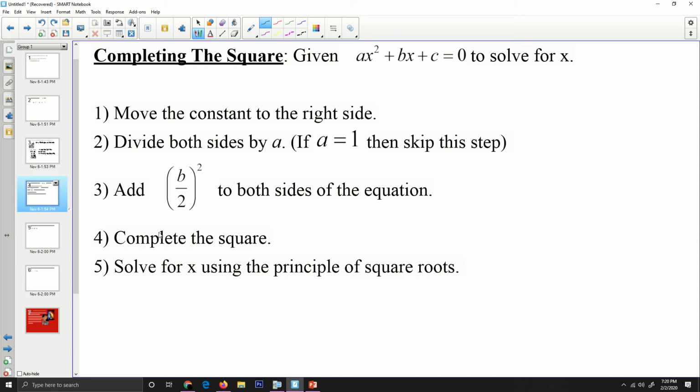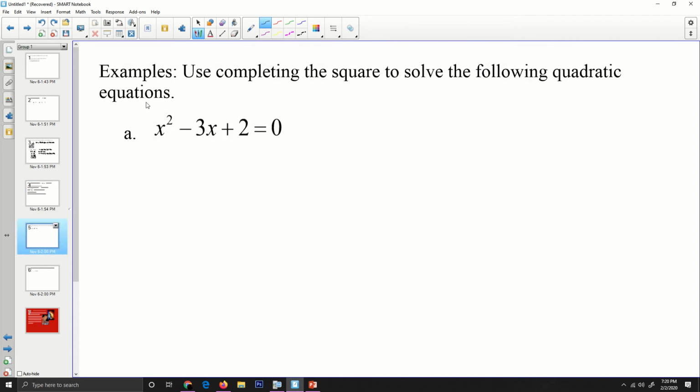And then we'll have a perfect square binomial on the left-hand side. Then we will solve for x by using the principle of square roots. We'll take the square root of both sides, we'll do our plus or minus, and we'll get our solution. So, just some examples, and I have 2 of them here: one where a is equal to 1, and one where a is not equal to 1.